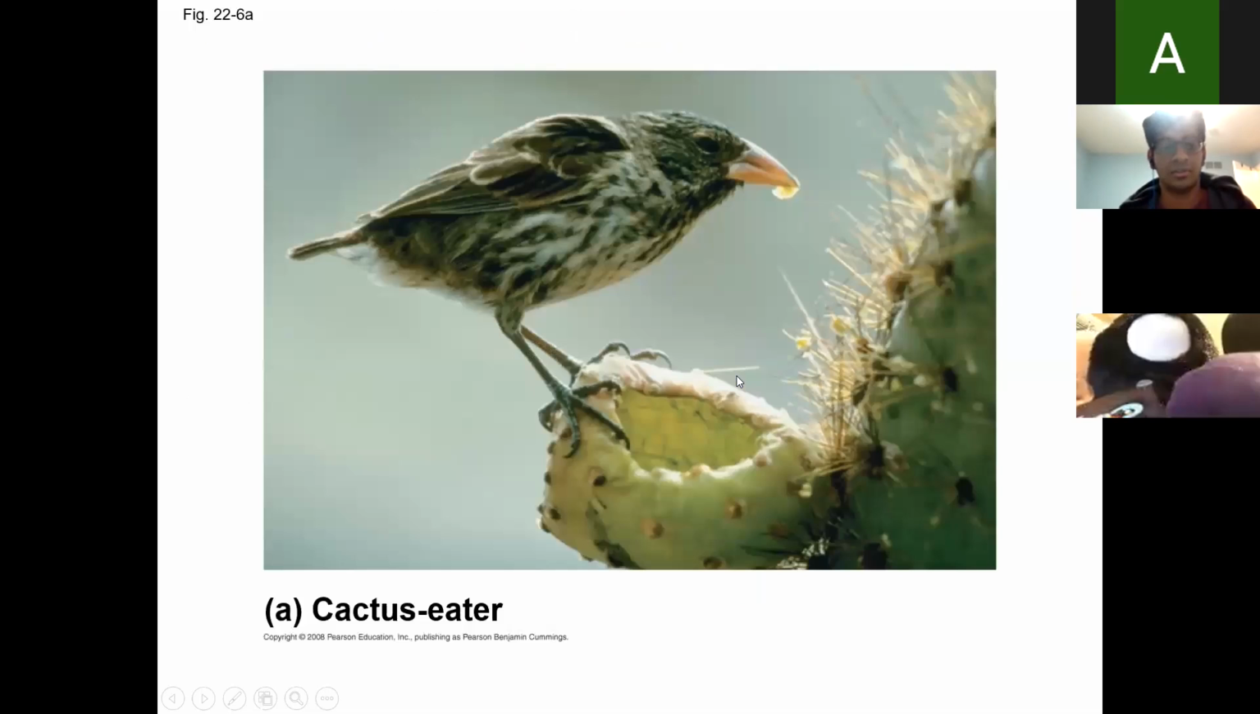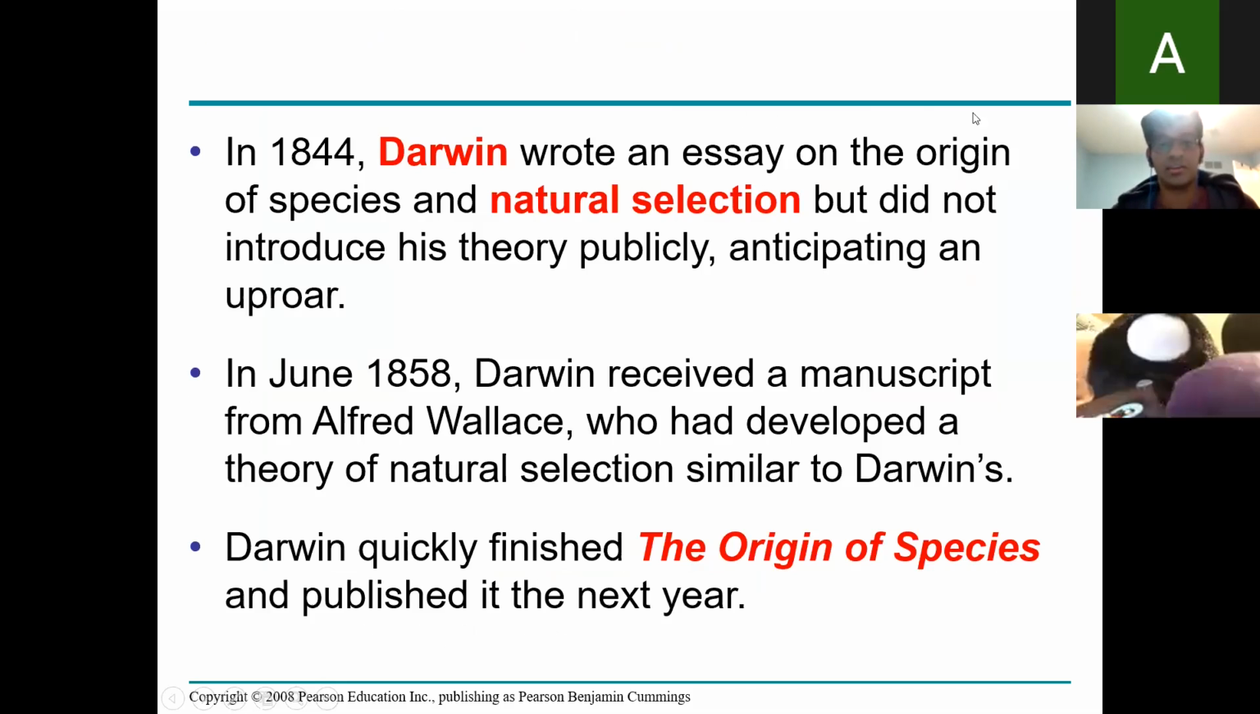In 1844, Darwin wrote an essay on the origin of species and natural selection, but did not introduce his theory publicly. For a long time, Darwin had realized this natural selection idea, but he waited a long time to say it because at the time it was really radical. No one thought that way, and it would be crazy for him to say that. He thought it would be crazy, but as he saw more and more things that supported his idea, he eventually published it in 1859.